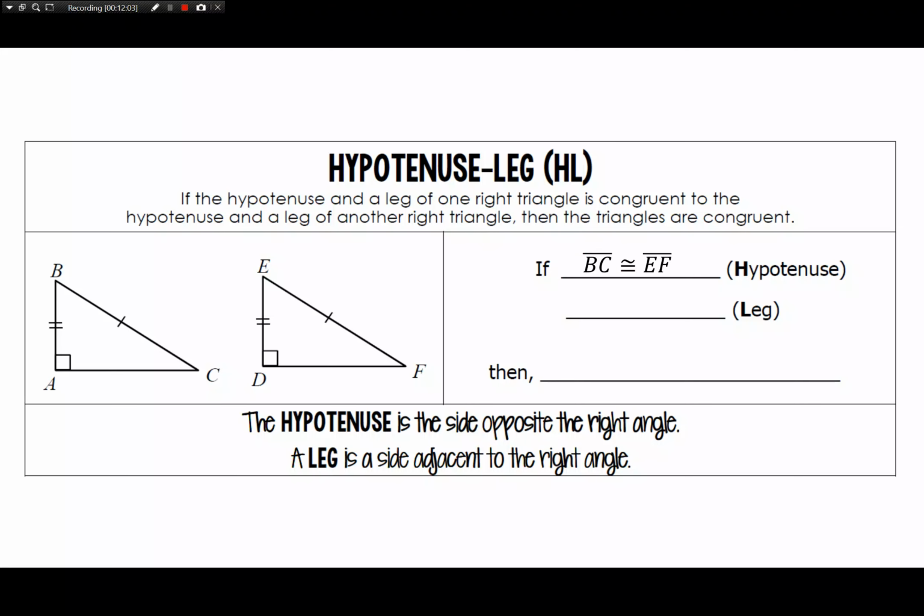So if segment BC is congruent to segment EF, which is the hypotenuse, and segment AB is congruent to segment DE, then we can say that triangle ABC is congruent to triangle DEF. And again, this only works in right triangles.